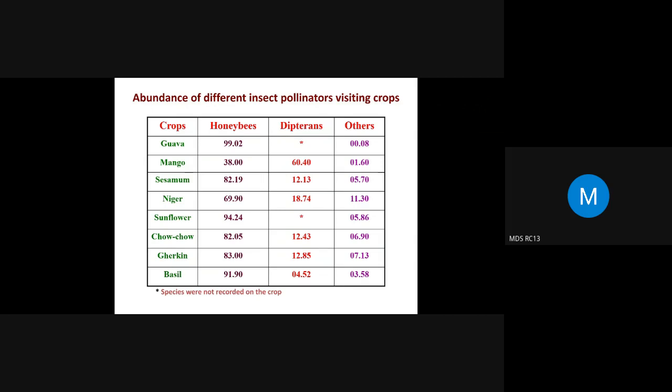Sesame, sesamum, field crops like Niger, sunflower, chow chow, gherkin, basil. These are vegetable crops and other field crops. So you can see the extent of pollinators. Among the pollinators, honeybees constitute the major portion.